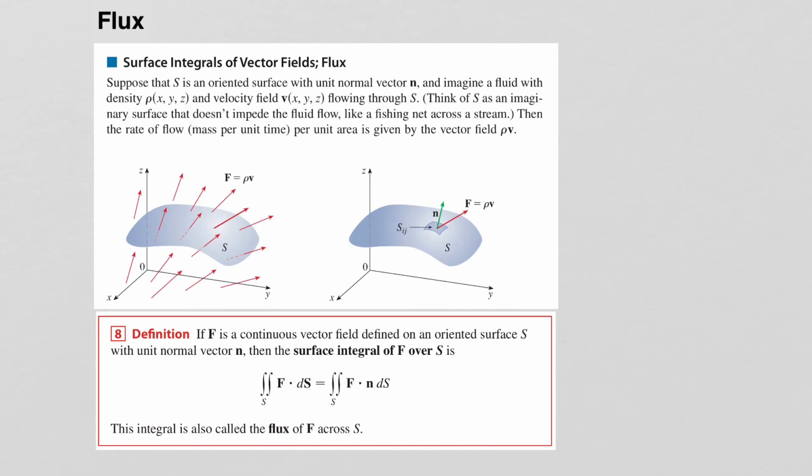So the definition here is, if F is a continuous vector field defined on an oriented surface S with a unit normal vector N, then the surface integral of F over S, which we represent like this, is equal to the integral over the surface of the vector field dot product with the unit normal vector to that surface, dS. And this integral is called the flux of the vector field F across the surface S.